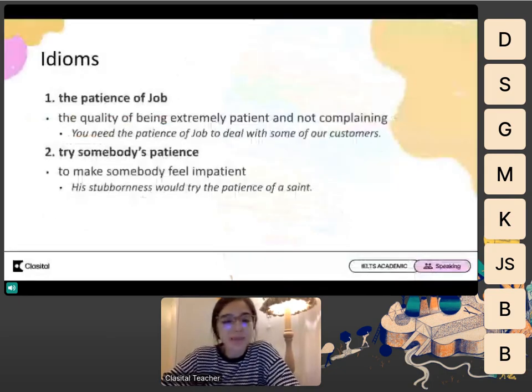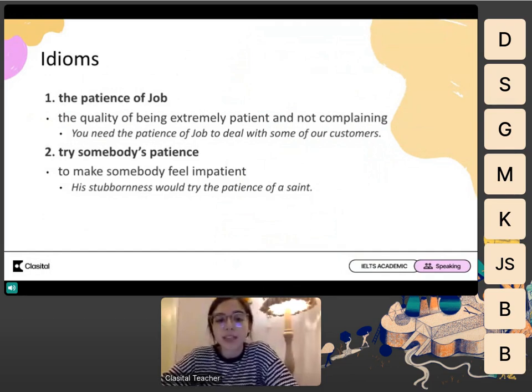And these are the quick idioms I want to share. Number one is the patience of Job, the quality of being extremely patient and not complaining. You need the patience of Job to deal with some of our customers. And number two is try somebody's patience, to make somebody feel impatient. So his stubbornness will try the patience of a saint, as if you're trying to break it.